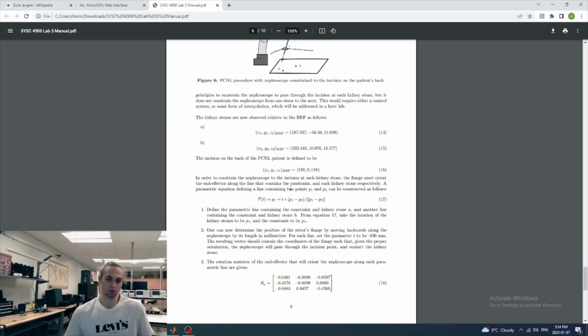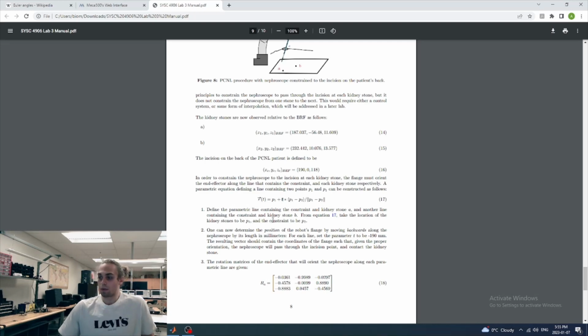And all we really need to do to make sure that the needle is passing through this constraint as it points to a known location on the base reference frame is to create a parametric line for each point. So this is the formula here, equation 17, for a parametric line. It's a point plus some parameter t multiplied by a vector. And we want this to be a unit vector because we're going to make our parameter t the scalar value that indicates the length of our nephroscope.